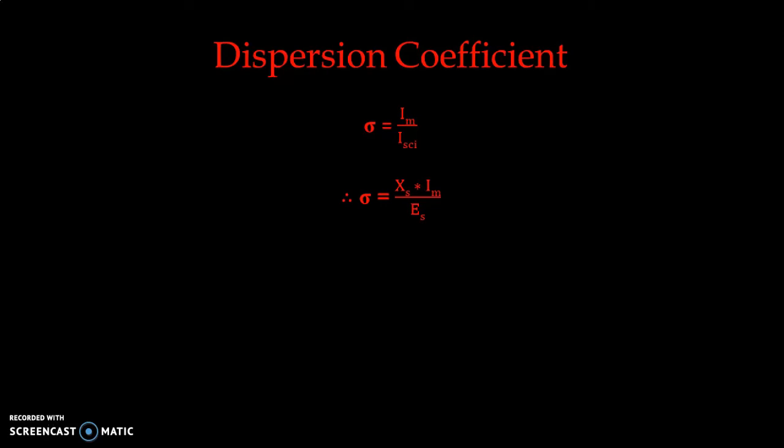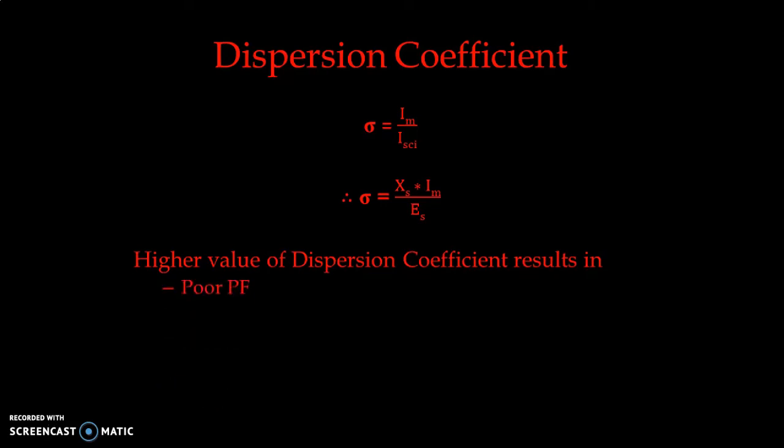So if the dispersion coefficient increases, the power factor must be decreasing. A high value of dispersion coefficient results in poor power factor, reduced overload capacity, and reduced output.